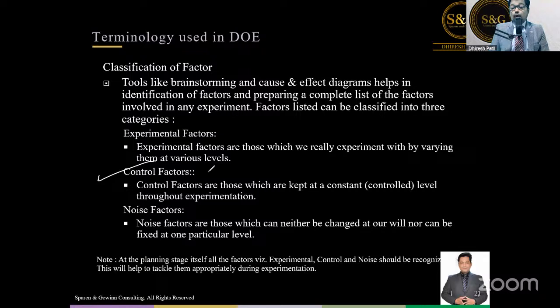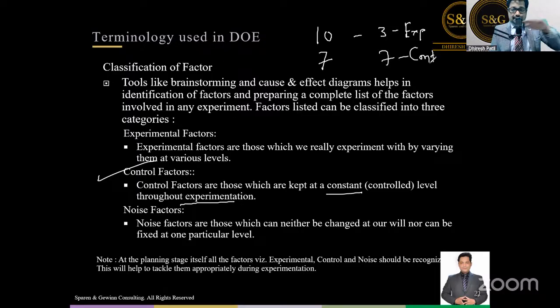Next one is control factor. What is a control factor? Control factors are the factors which are kept constant throughout the experiments. Let's say there are 10 factors, out of which we have selected 3. What about the remaining 7? So 3 are experimental factors and 7 are control factors. They are kept constant. Their levels are frozen. We don't change them. They are called control factors.